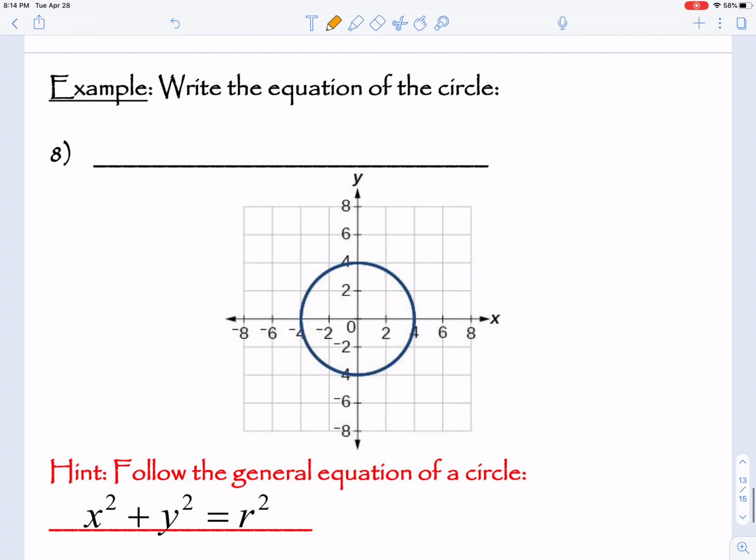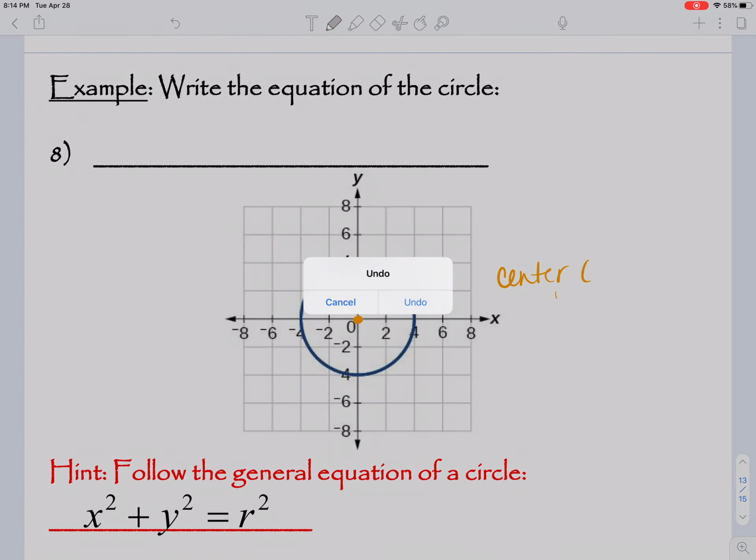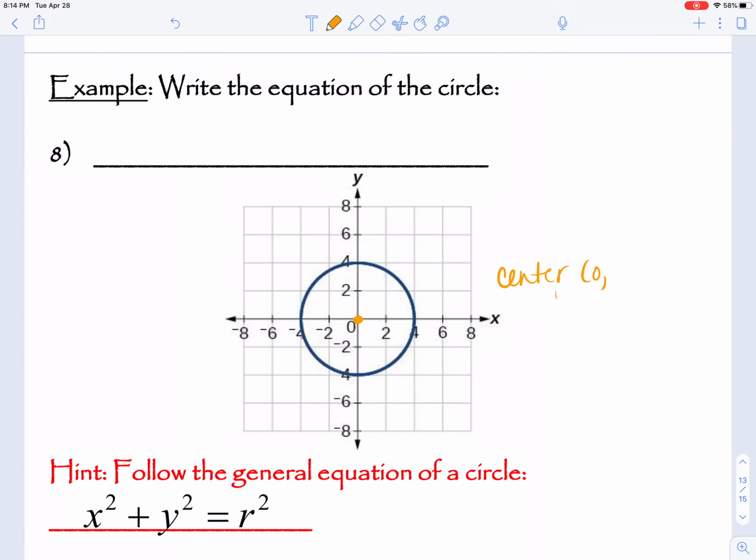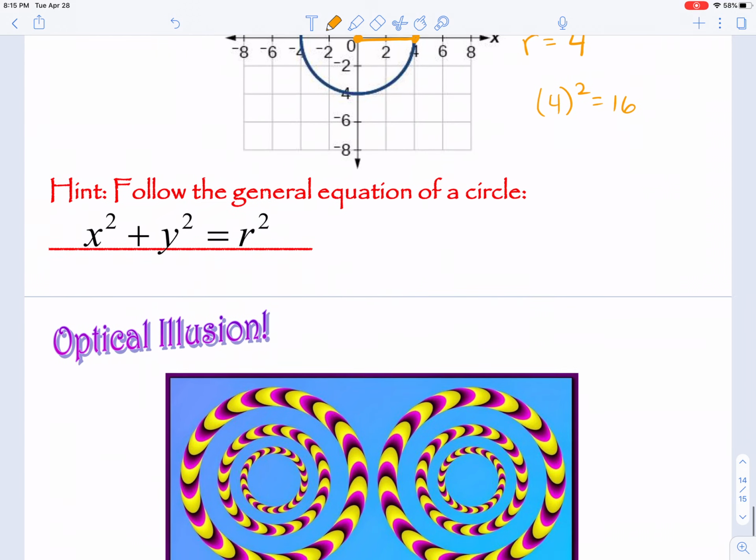Here now from a picture, could we get that the center is 0, 0? And that the radius, from the center out to a point on the circle, is 4. So I'm going to put x squared plus y squared since the center is the origin, and then the radius squared, which in this case is 16. And that's your equation of the circle.